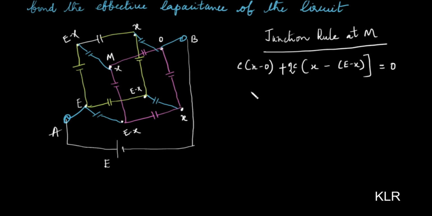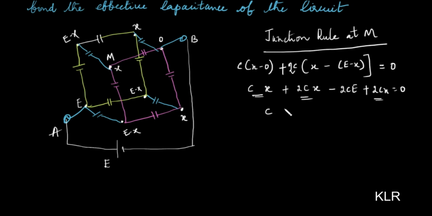Now this gives us C into x plus 2Cx minus 2CE plus 2Cx is equal to 0. So this overall, this is Cx, 2Cx, this is 3Cx, 3 plus 2 is 5Cx. So this is okay. Now I will take 5Cx.